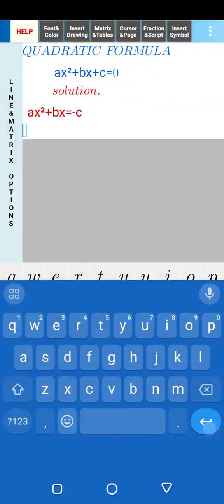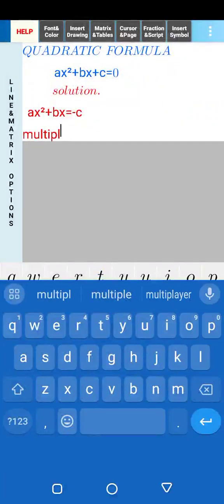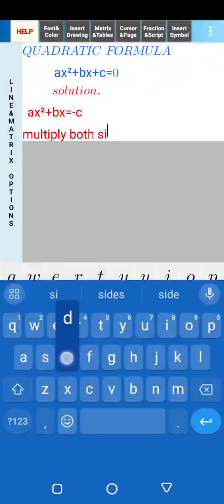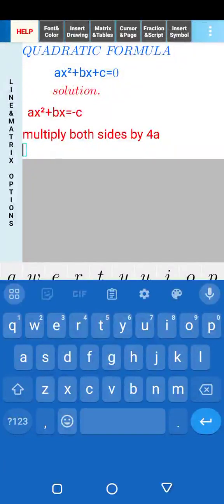The next thing you have to do is multiply both sides by 4a. Let me write it for you. You're going to multiply both sides by 4a. This is the next step. Multiplying both sides by 4a will give you something like this.